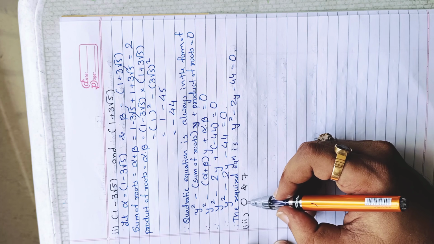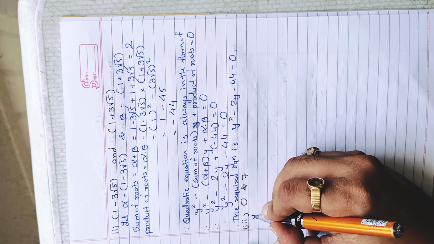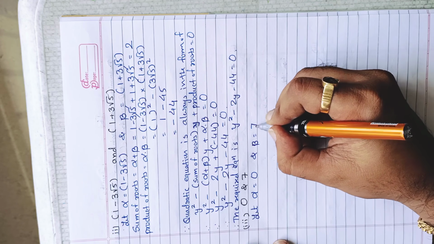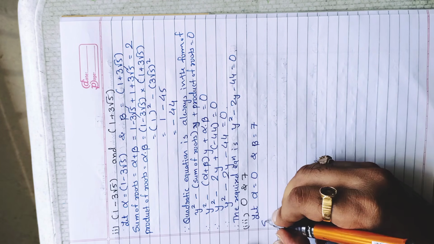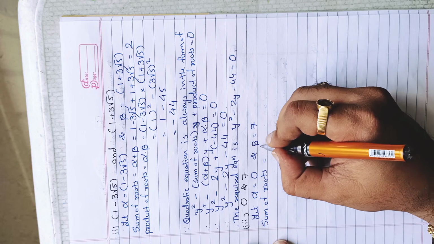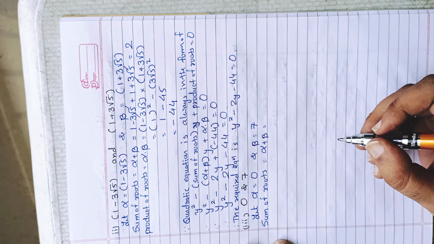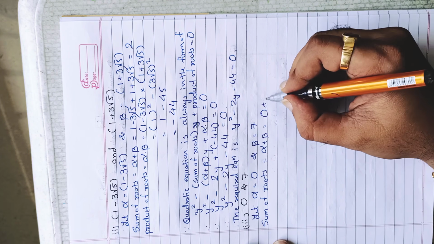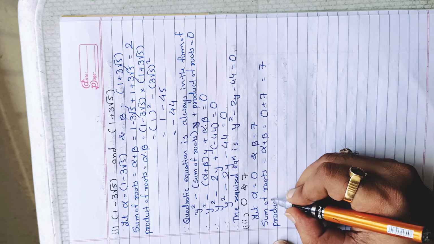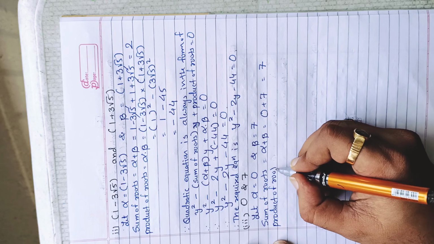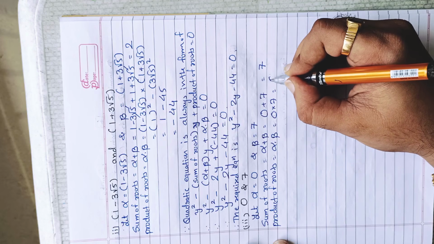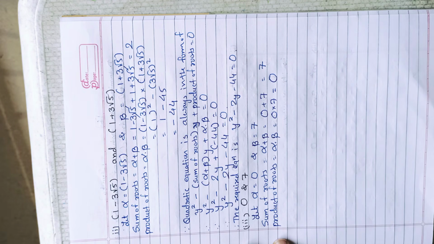The next roots are 0 and 7. So let alpha equal to 0 and beta equal to 7. Sum of roots. Sum of roots is alpha plus beta equal to 0 plus 7 equal to 7. Product of roots, alpha into beta, 0 into 7, anything multiplied by 0 is always 0.